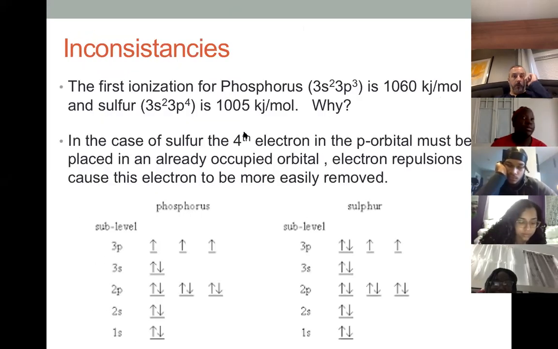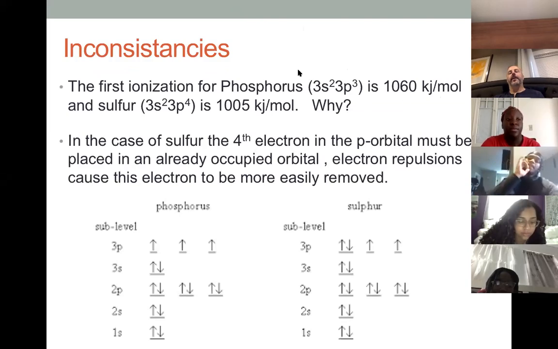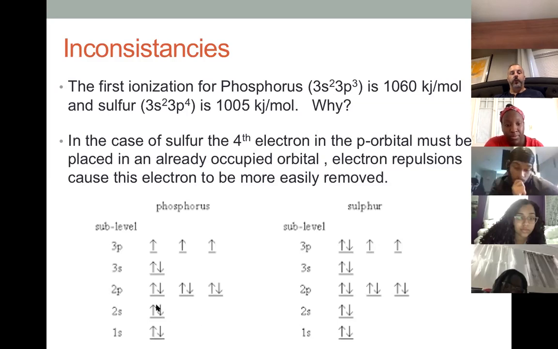So why is phosphorus higher than sulfur, even though it comes before sulfur? We have to look at the orbital diagrams for this. Remember, these are just electron configurations. Phosphorus is number 15, sulfur is number 16. So 2, 4, 6, 8, 10, 12, 13, 14, 15.